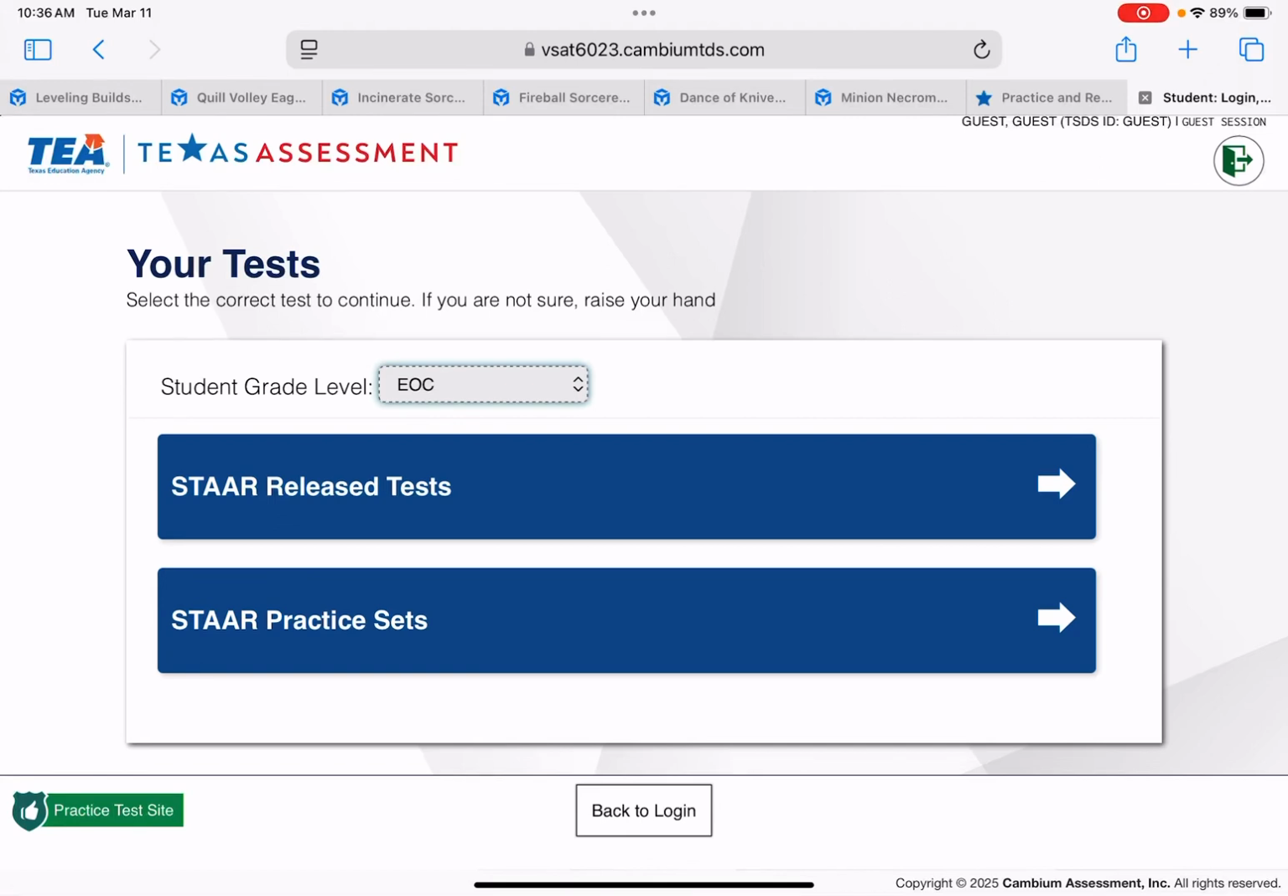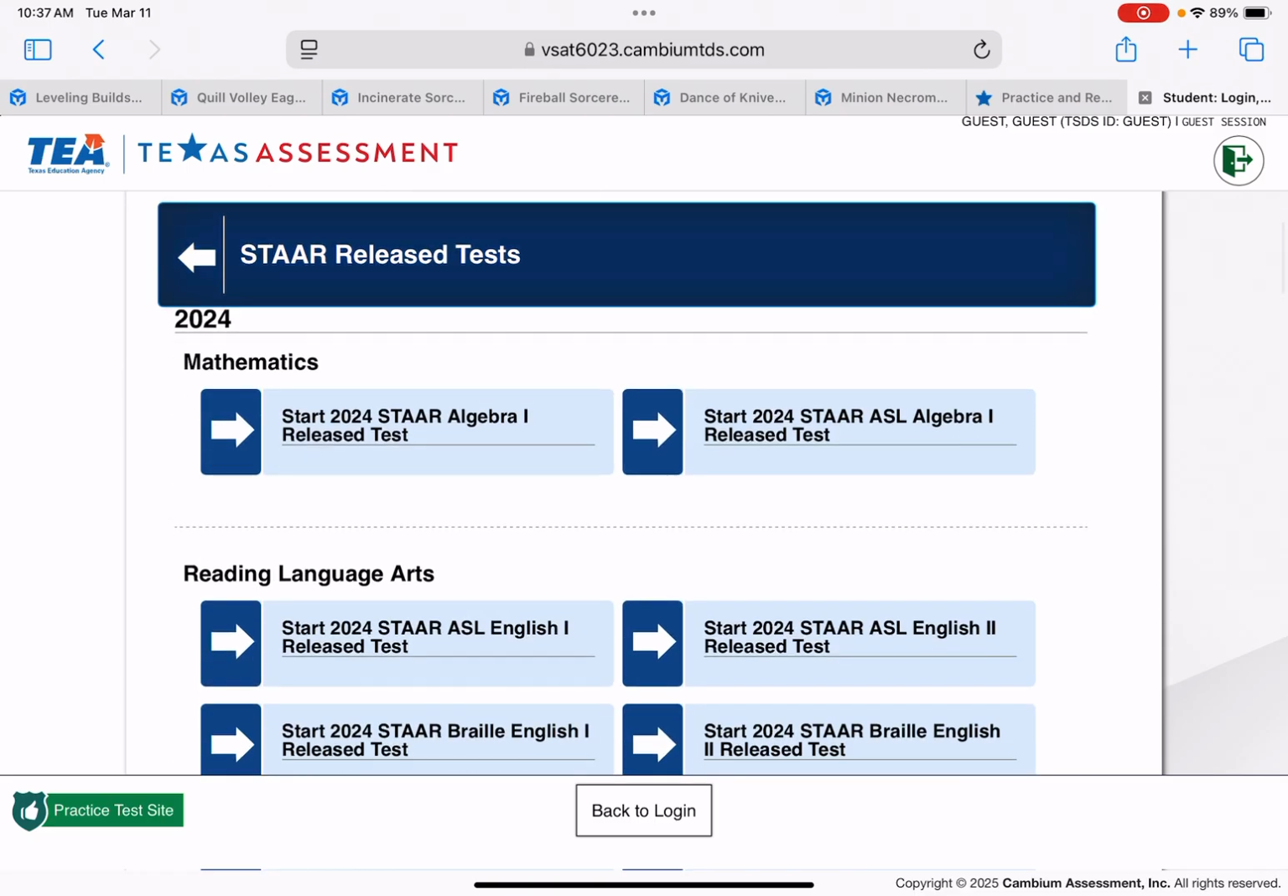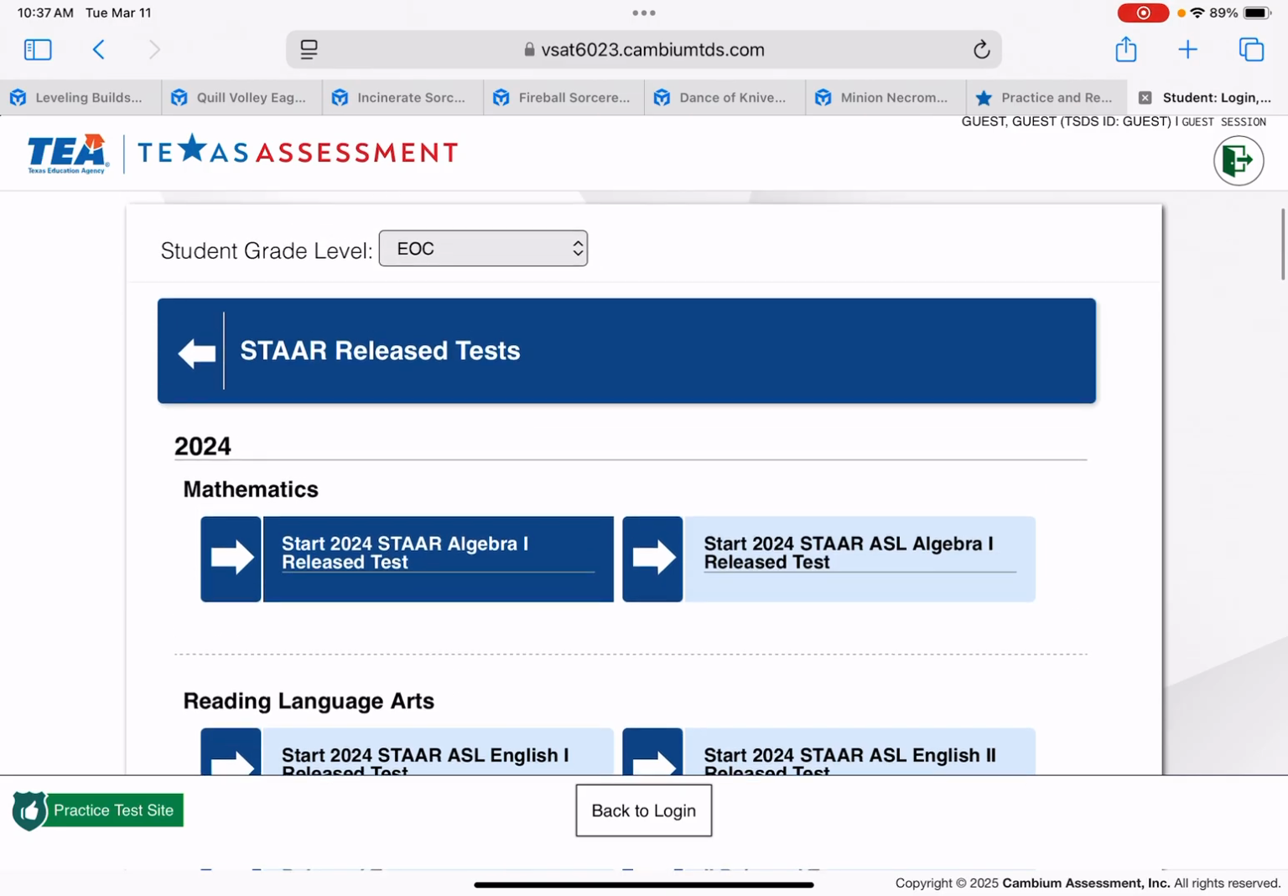Alright, so in this video, I'm going to do a quick run through the STAAR released from last year. So I'm going to go to the Texas STAAR practice login, and I'm going to go to STAAR release test. I want to make sure that my student grade level is the EOC, and I'm going to select the STAAR 2024 Algebra 1 release test.